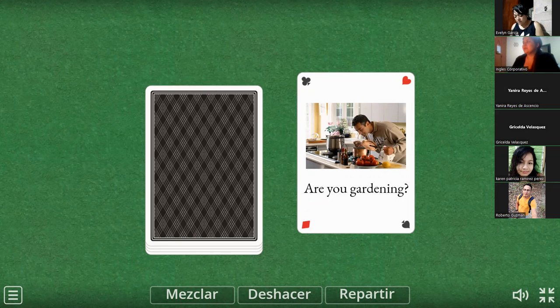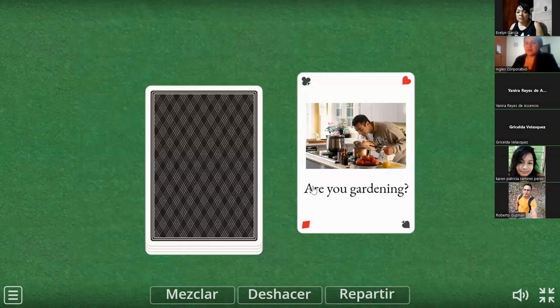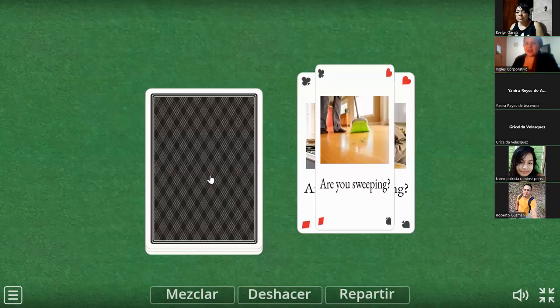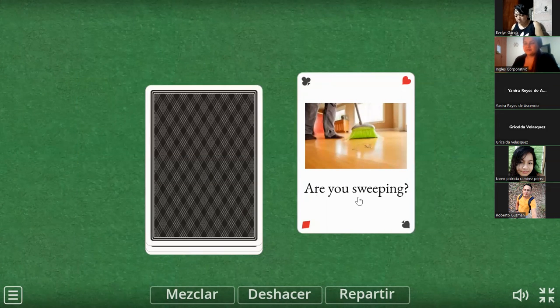Just to make sure, let me give you, laying the table also can be these actions, okay? Set the table, or also you can say lay the table, okay? También puede ser esa acción. Okay, are you sweeping, Isabel? Yes, I am sweeping.